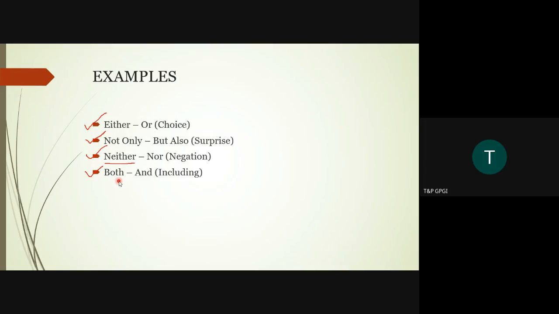I'll give you one more example of these four: inclusive, choice, negation, and surprise. So the first one is, not only was it of great quality, but it was also cheap. So guess whether it will be a choice, surprise, negation, or inclusive, or what it will be. Not only was it of great quality, but it was also cheap.